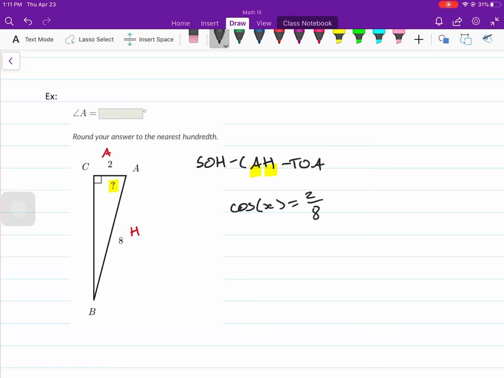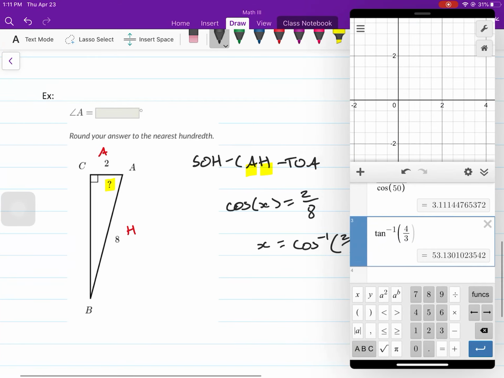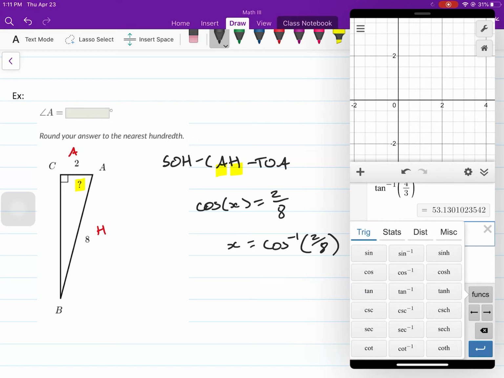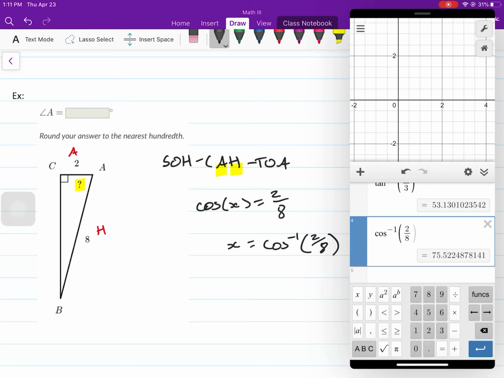You could simplify that fraction. We're just going to use a calculator, so it doesn't matter. And we're going to do the inverse of cosine. And it's just putting that in real quick. I got 75.52.